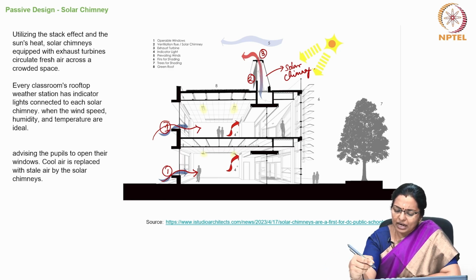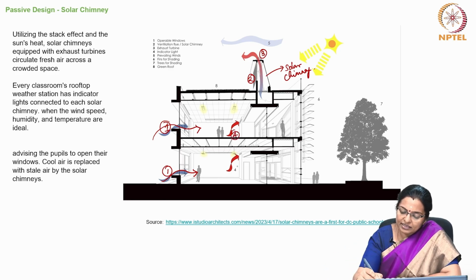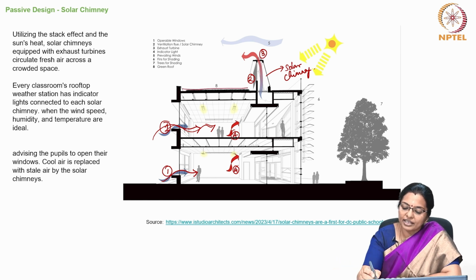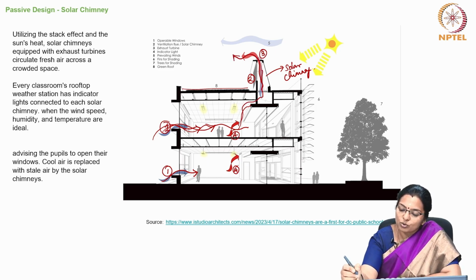Then there are other things like indicator lights, and then the prevailing breeze which flows in with fins for shading, and then there are trees for shading and a green roof on top. So, the air moves in, and because of the chimney, the air is able to move out as the solar chimney.